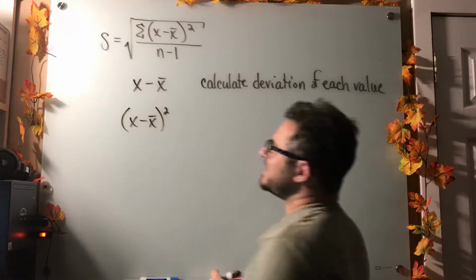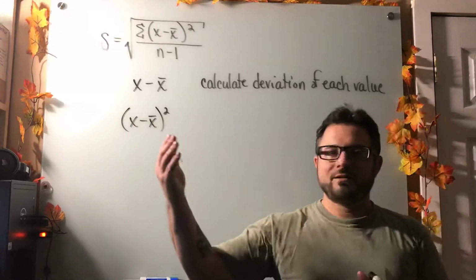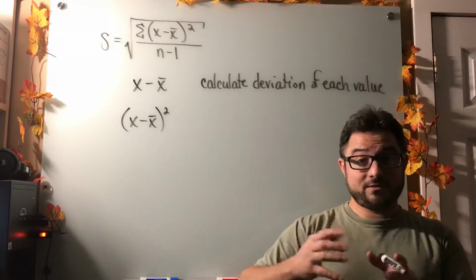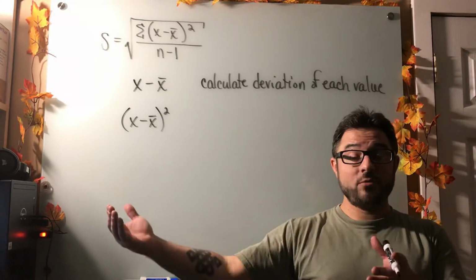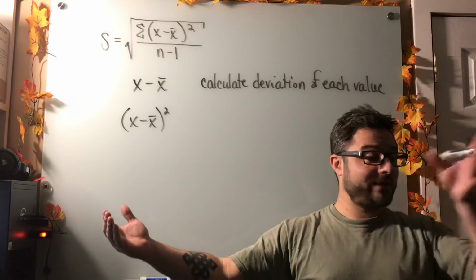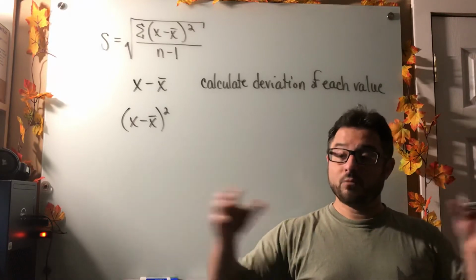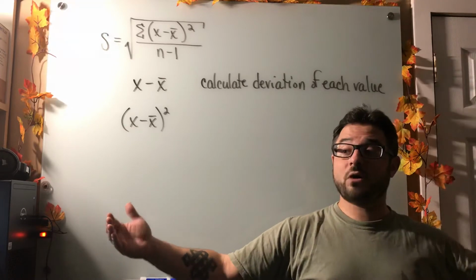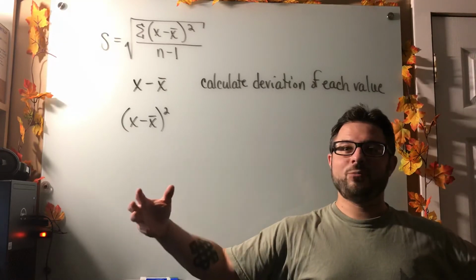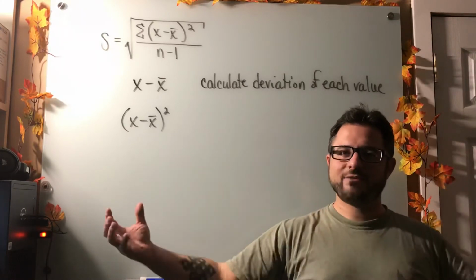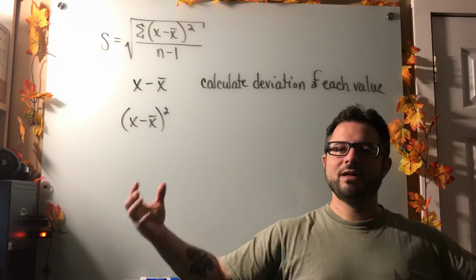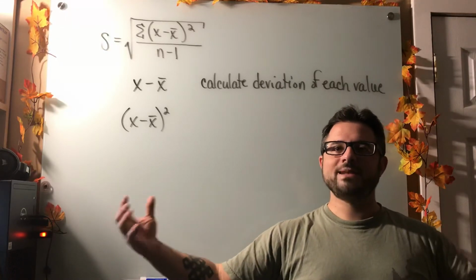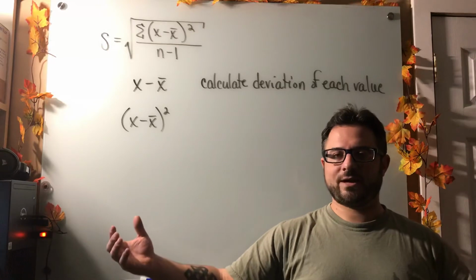The idea is that if there's a data value that is 5 below the mean, and a data value that's 5 above the mean, well, negative 5 squared is 25, and positive 5 squared is also 25. So we're maintaining that those two values have the same amount of influence, but in this way they're no longer going to cancel each other out.